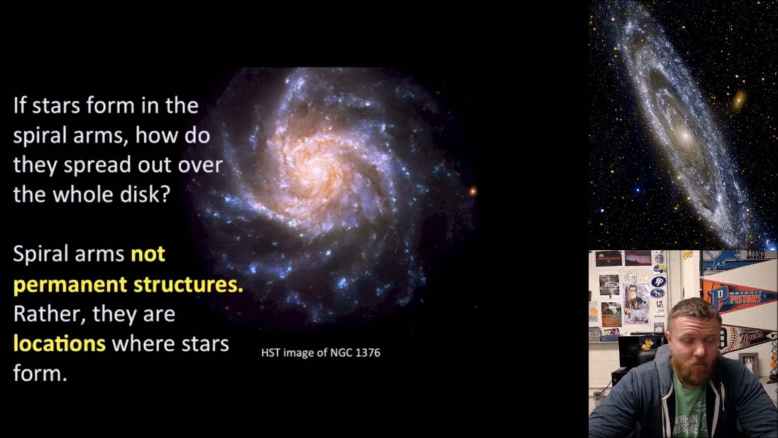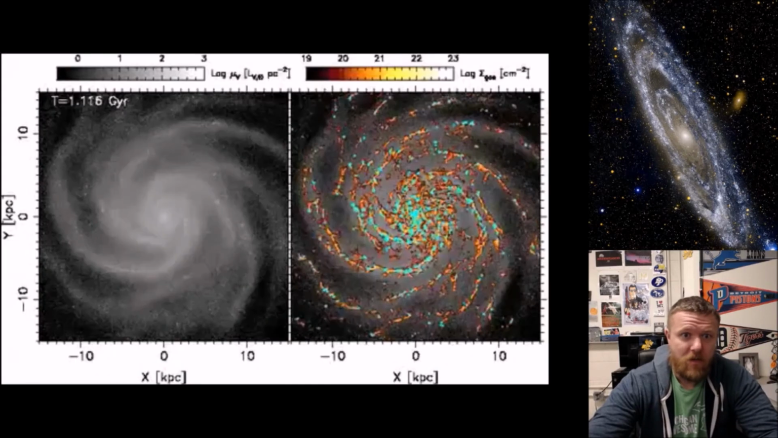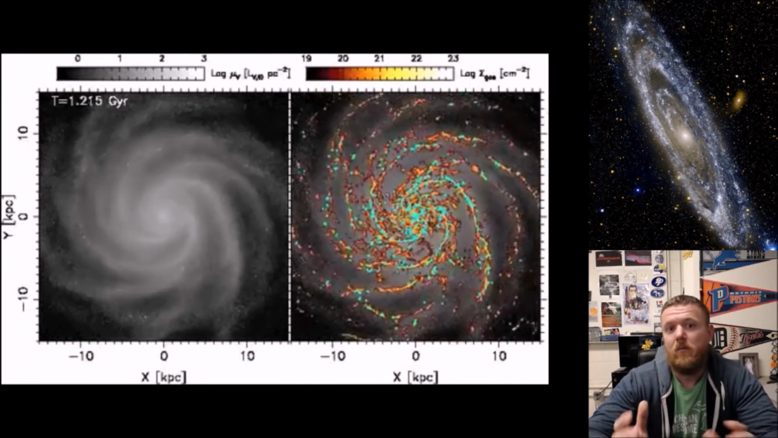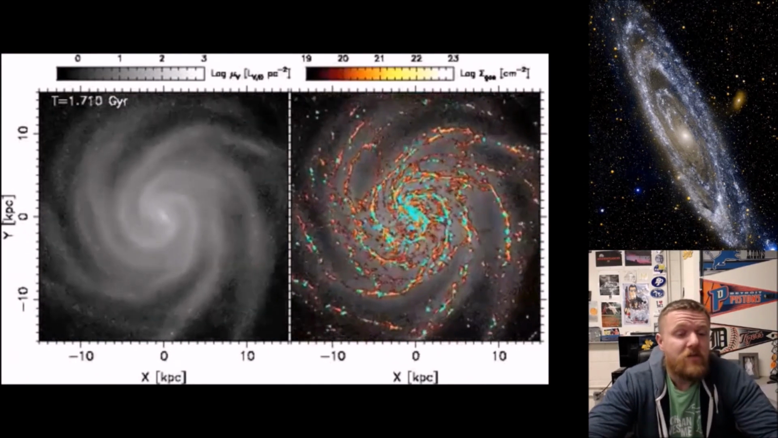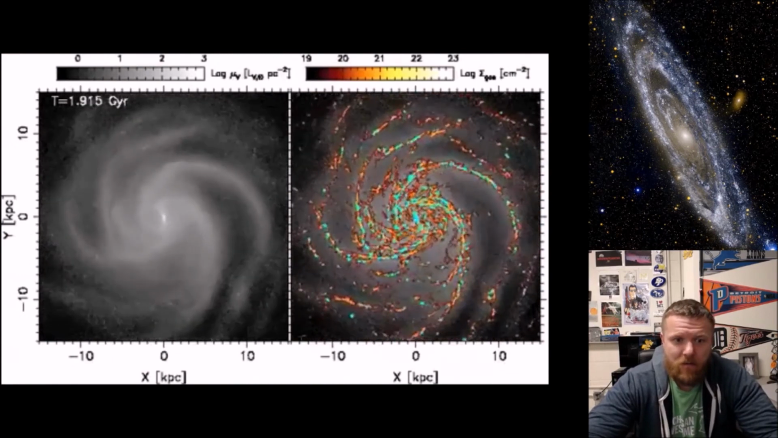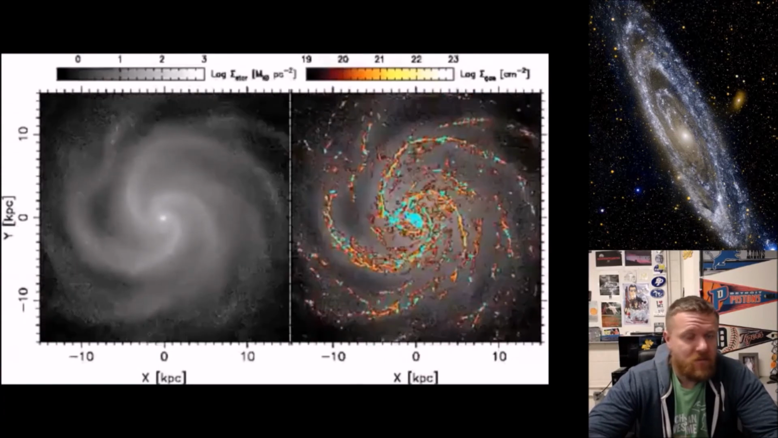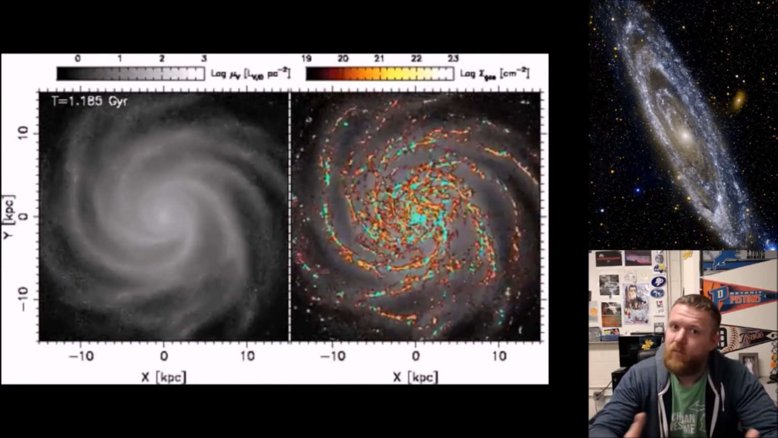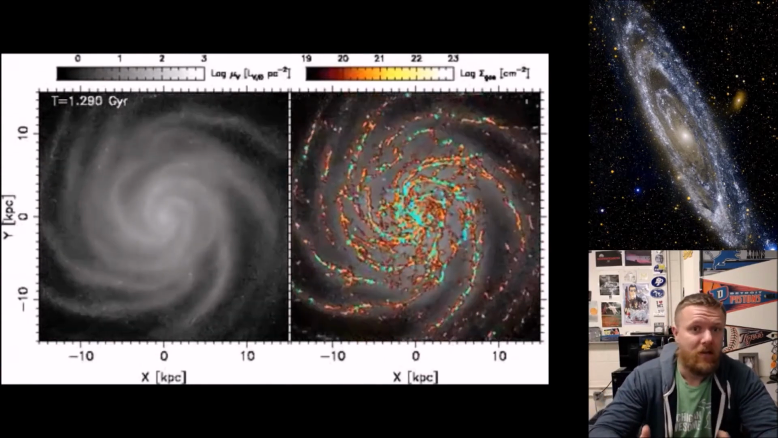If stars are forming in the arms, how do they get in between the arms? Or how do they get towards the center? Well, it turns out that these arms are not permanent structures. The galaxy is actually spinning. And if you look closely at this computer model, at any particular point, these arms kind of disintegrate and then reform, and then disintegrate and reform.